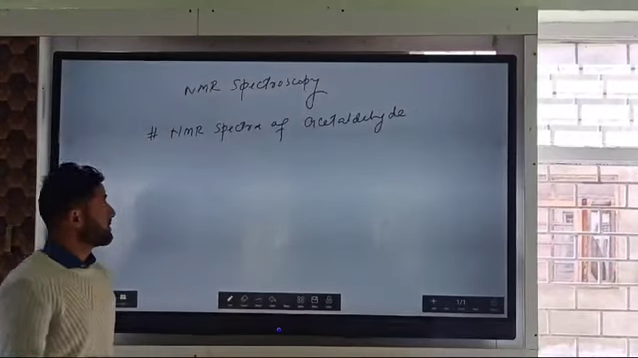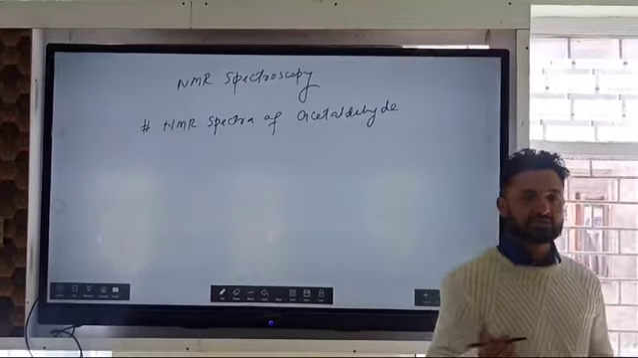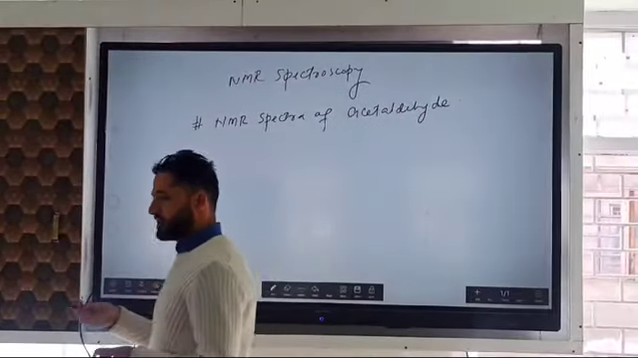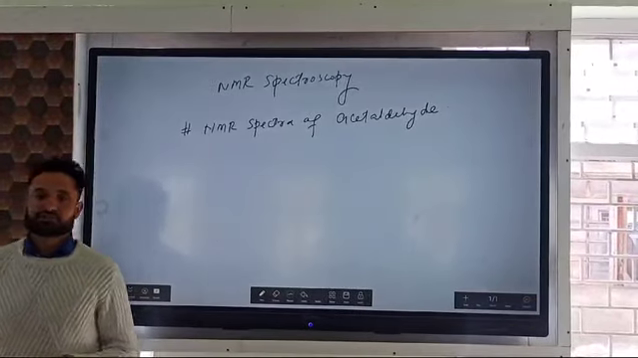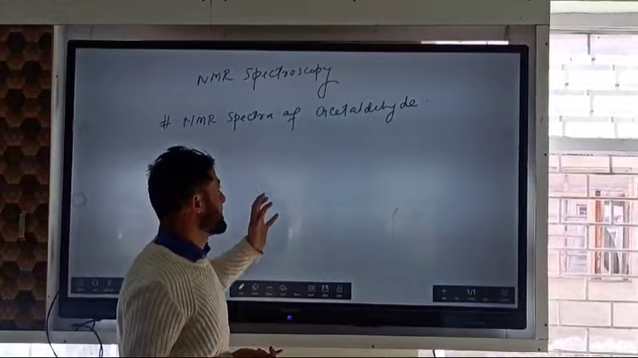So we were discussing NMR spectroscopy. Lastly, we did some structures. We did ethyl bromide, we did ethanol, we did some other structures. But today we are going to discuss the NMR spectra of acetaldehyde.